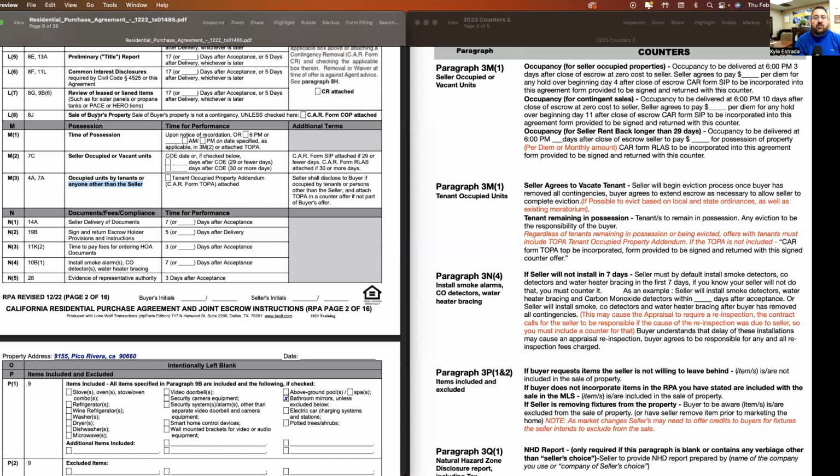Okay. Now, again, it says in the notes, regardless of tenants remaining in possession or being evicted, offers with tenants must include the TOPA, the tenant occupied property addendum. If the TOPA is not included, then my counter is going to include CAR form TOPA to be incorporated, form provided to be signed and returned with this signed counter offer. Okay. Questions about the tenants in regards to counters, issues with the tenants remaining, how we should handle it from an agent's perspective? Anybody?